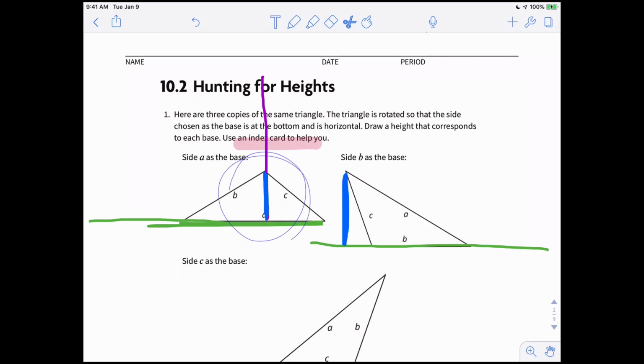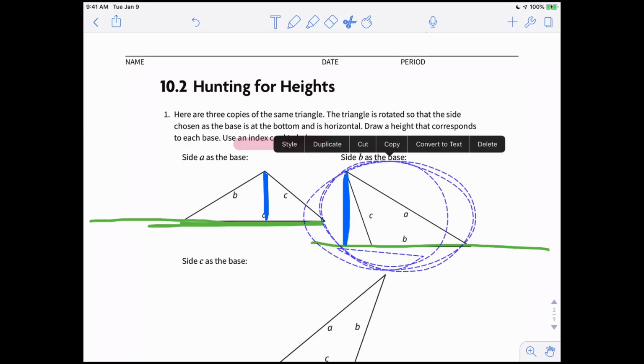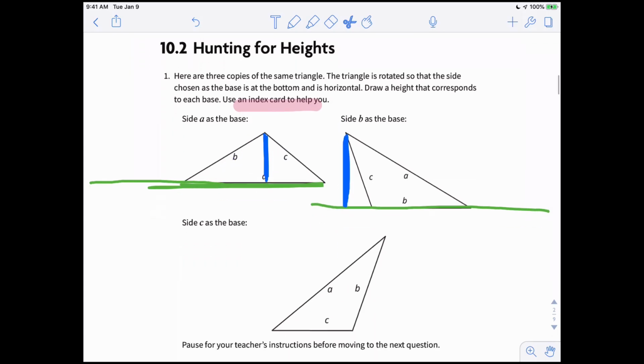So let's get rid of that purple portion. Whereas in this triangle the height is inside the triangle, in this triangle the height is actually outside of the triangle. All right, inside height, outside height. I just sort of made those words up.